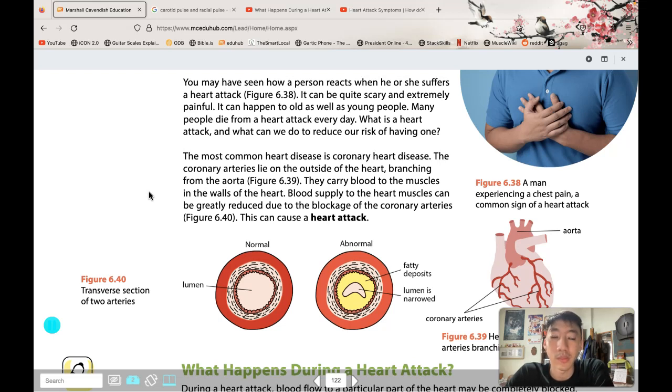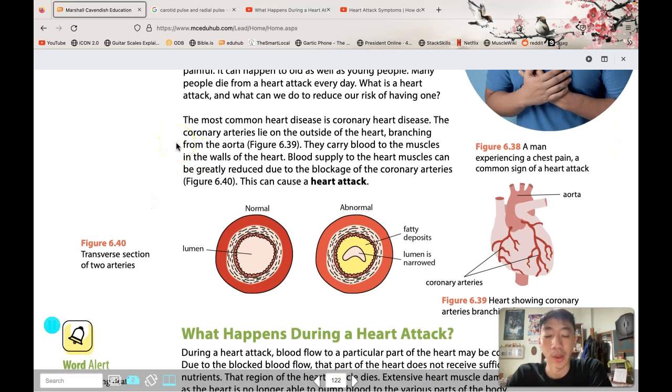I think almost 1/3 of the deaths in Singapore have to do with heart attack or similar heart diseases. There are many different types of heart diseases, but the most common one is called coronary heart disease. So what is coronary? Coronary means having to do with our hearts. The coronary arteries lie outside the heart and they branch out from the aorta. As you can see here, as blood goes up from the left ventricle towards the aorta, some of the blood actually goes back down towards these coronary arteries, which supply the heart with blood.